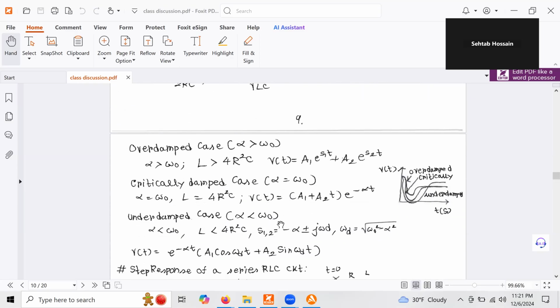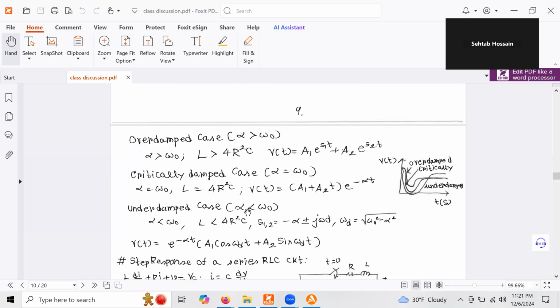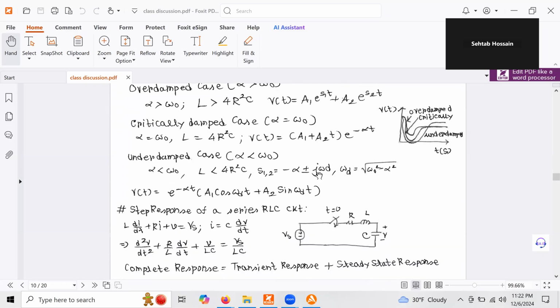Okay. So the cases overdamped, critically damped, and underdamped will be the same as the series RLC circuit, with the same expression. Critically damped is a little bit different. For critically damped, it was A2 here, and here it was A1 plus A2 times t. And for underdamped, it's just like this. The roots are conjugate of each other, and the expression is the same.